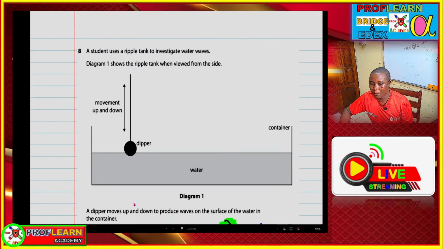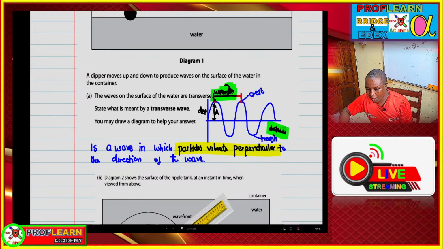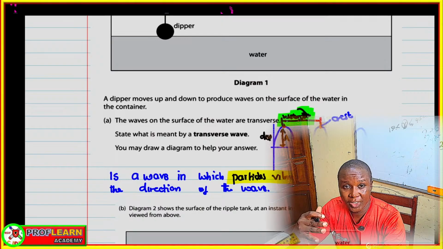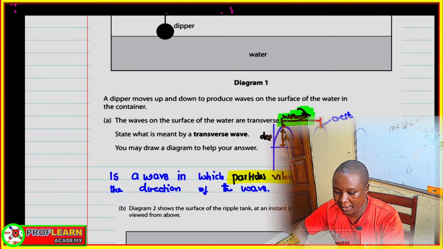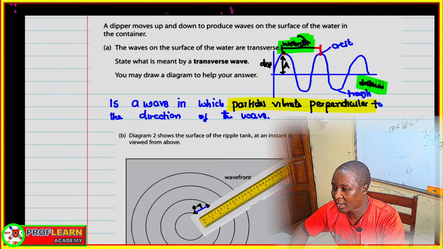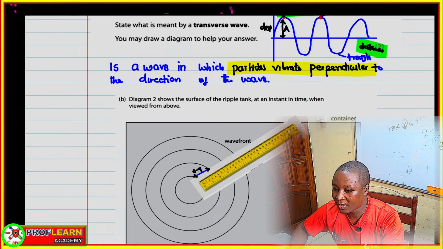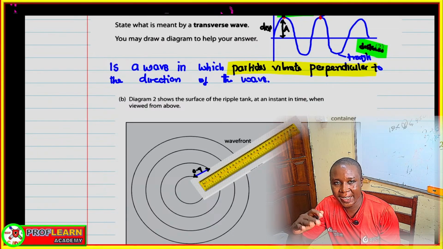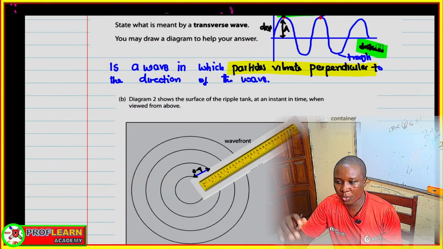Moving to question number 8, we are told a student uses a ripple tank to investigate water waves. We were supposed to describe what we mean by transverse waves. Transverse waves are a type of wave characterized by crests and troughs. We can define a transverse wave as a wave in which particles vibrate perpendicular to the direction of the wave. Particles vibrate up and down.